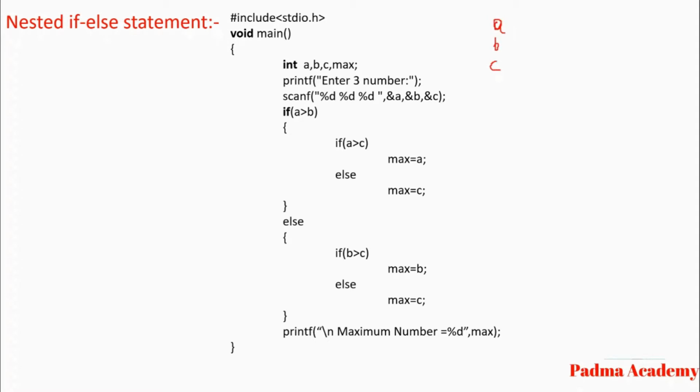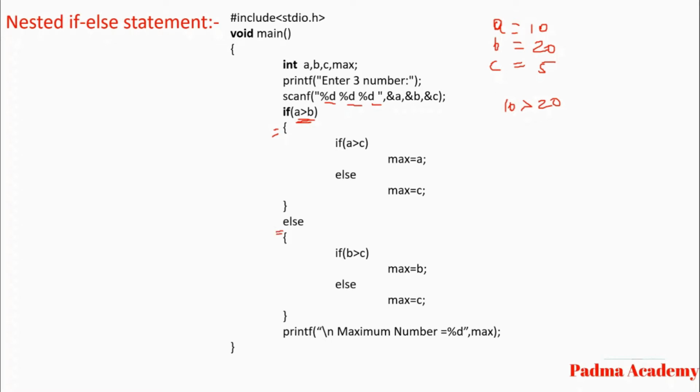So we have declared 3 variables and 1 variable, that is max. We are taking them from the user, that is %d in the scanf, as you know. Then we are checking the condition, that if A is greater than B. Suppose we have taken A equal to 10, B equal to 20 and C equal to 5. If 10 is greater than 20, which is false, so this if block is not executed.